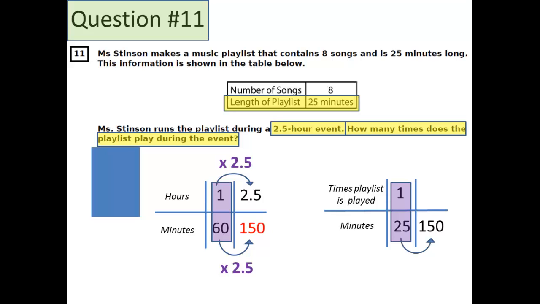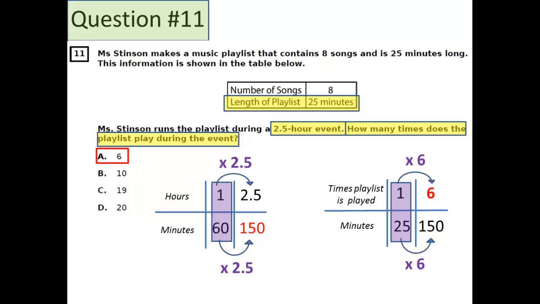And you can actually roll it. It's like quarters, okay? So if you roll it, it goes 25, 50, 75, 100, 125, 150. And if you roll that on your fingers, that's exactly 6 times. Whatever you do to the bottom, you do to the top. 1 times 6 gives you 6. So the answer was, if you played the playlist 6 times, that would be 2.5 hours.